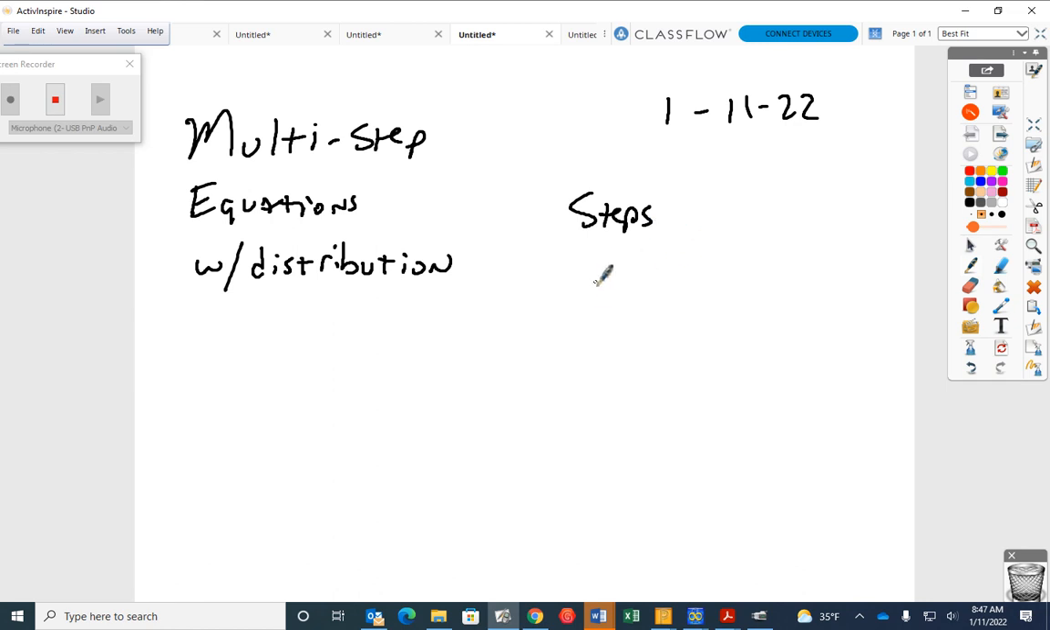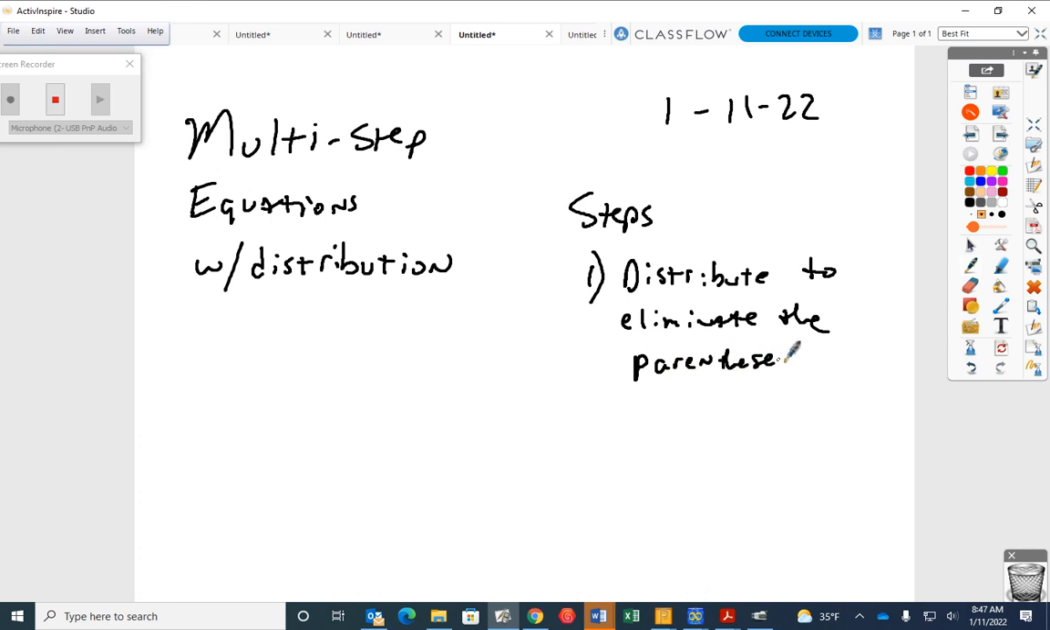Okay? And the first step we're going to do is distribute to eliminate the parentheses. Okay, step 2, we're going to combine any like terms.